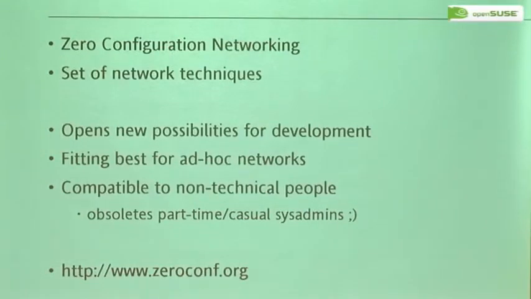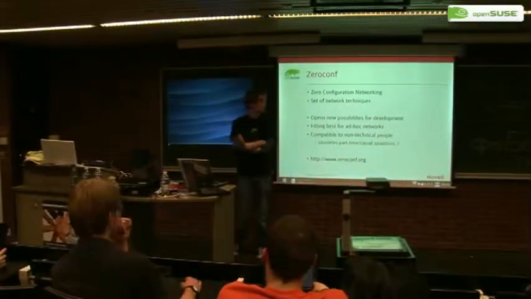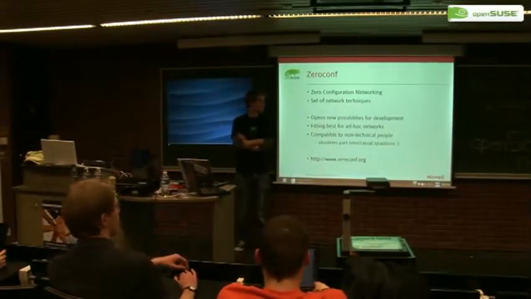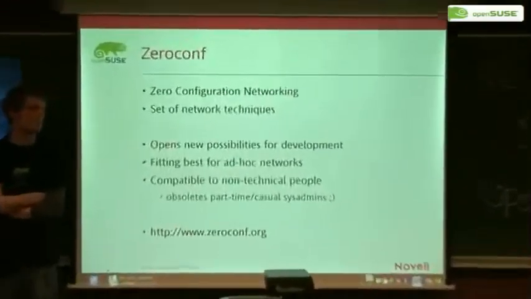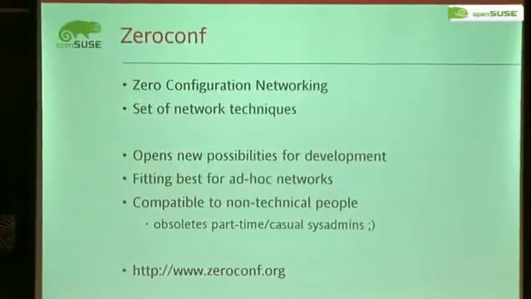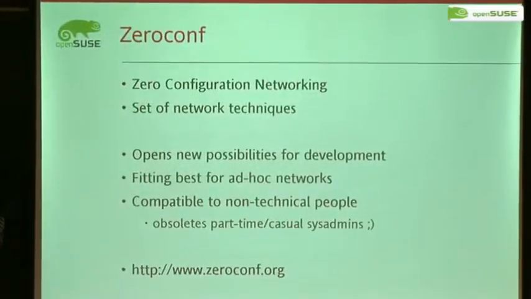It probably fits best for ad hoc networks like this one: small LANs, meetings or so. We've just set up a switch here, connected with these two laptops and the MacBook, and it has no routing or any such thing. This makes casual sysadmins obsolete, so there's no need for an admin with deeper knowledge of networking techniques to come to your machine and set up your interface. Like IP version 6, sure. Who knows such an address? We will come to that later.